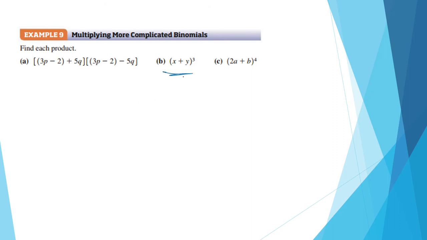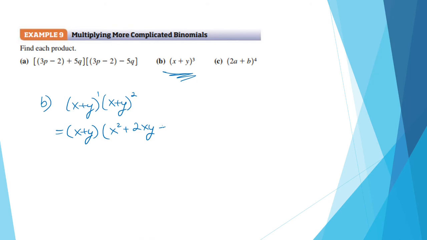Let's try part B now. I'm going to break up part B as (x plus y) times (x plus y) squared. We don't have a formula for a cubic, so we're going to just break it up as (x plus y) to the 1 times (x plus y) squared. Now I know the formula for (x plus y) squared. That's just x squared plus 2xy plus y squared.